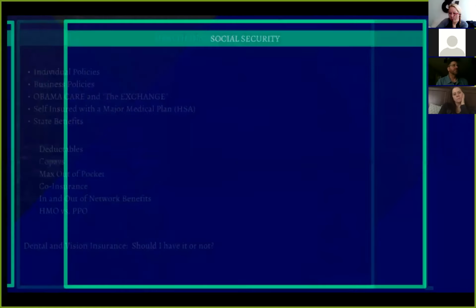Moving right along. Social Security, another area I'm not going to spend a tremendous amount of time on. We're all young. I don't believe Social Security is necessarily going to be there when I hit 65 or 67. We're all going to be in the 67 bracket when we technically retire according to Social Security. By the time we get there, they'll probably raise it to 70 if it still exists.